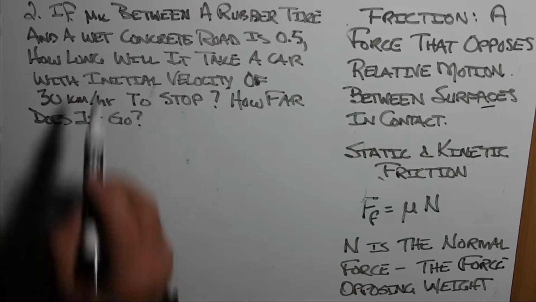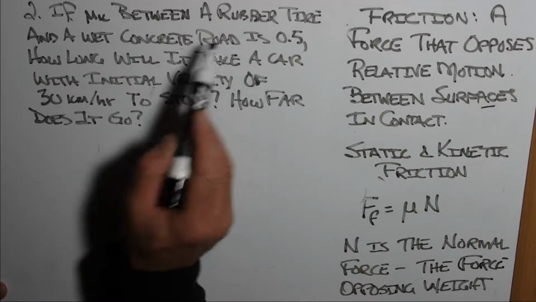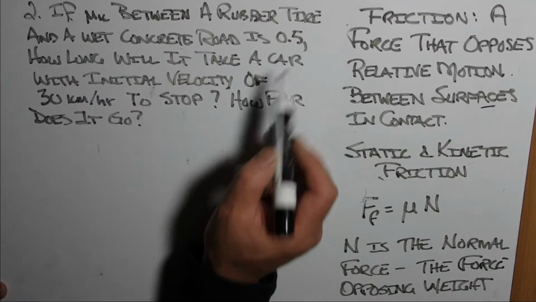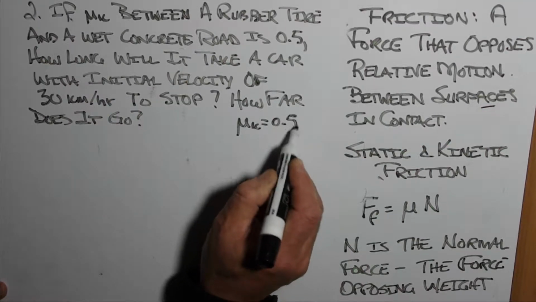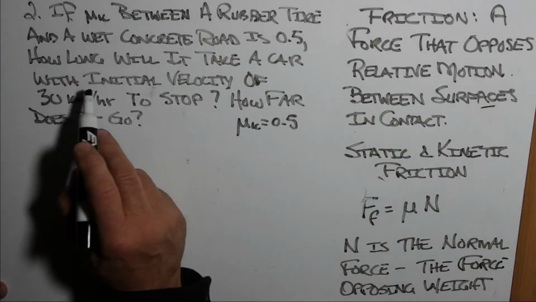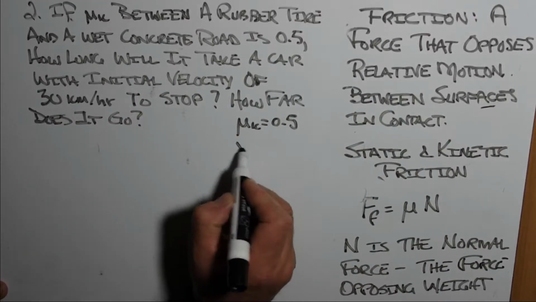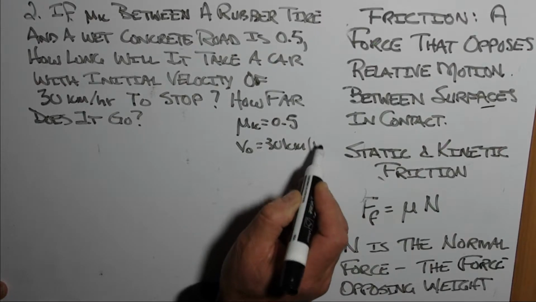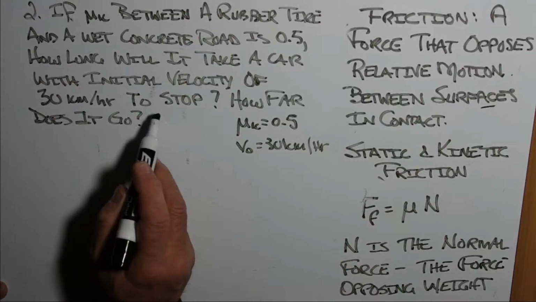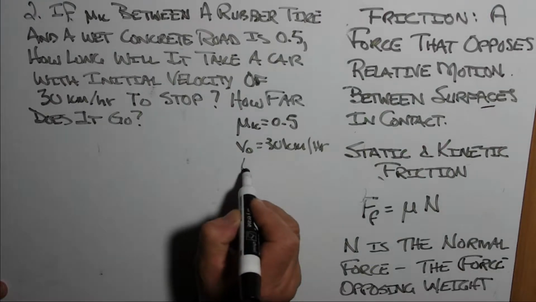The second problem: if the coefficient of kinetic friction between a rubber tire and a wet concrete road is 0.05, how long will it take for a car with an initial velocity of 30 kilometers per hour to stop? How far does it go? Writing down our knowns, we have mu sub k equal to 0.05, v sub 0 equal to 30 kilometers per hour. We're looking for a time, and we're looking for a distance.